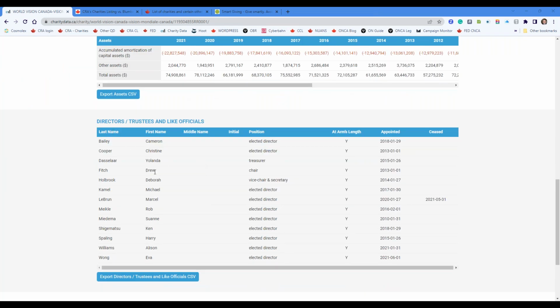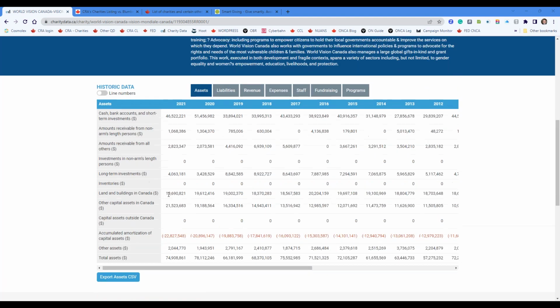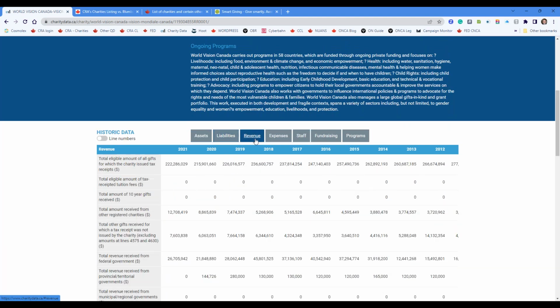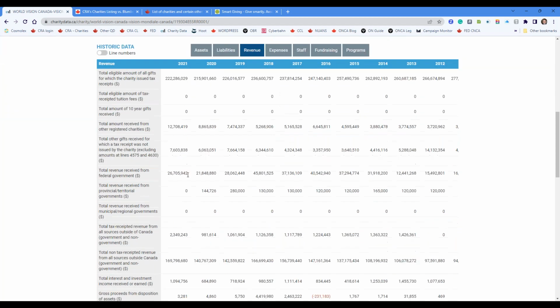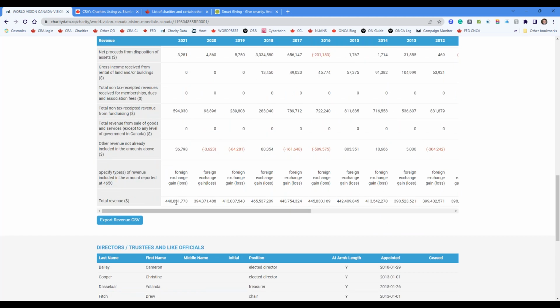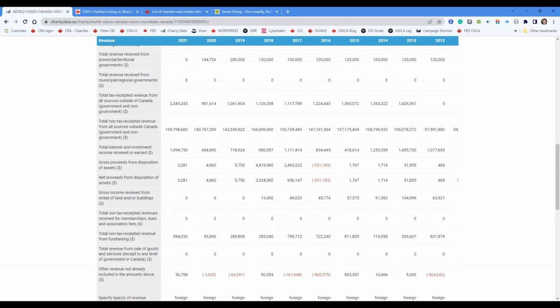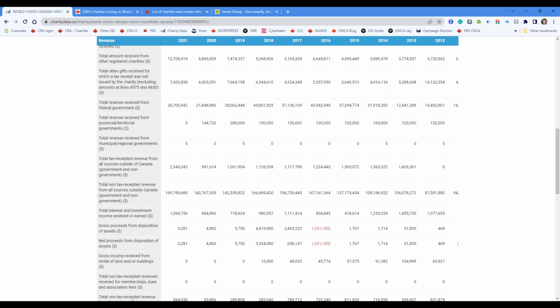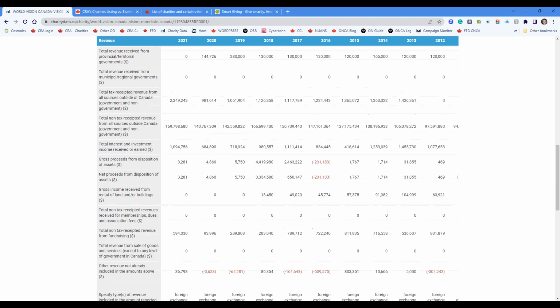At the bottom of every page, it lists who the directors and trustees of the organization are. Then assets and liabilities are listed here. Revenue goes into all sorts of different things about how the charity received money. For example, issuing tax receipts was a big part of it. And then at the bottom is total revenue. If you're interested in which groups get government money, here, for example, they got money from the federal government.